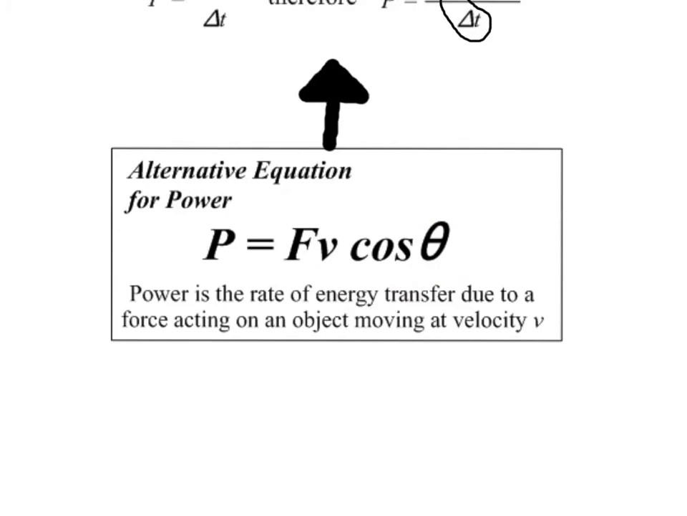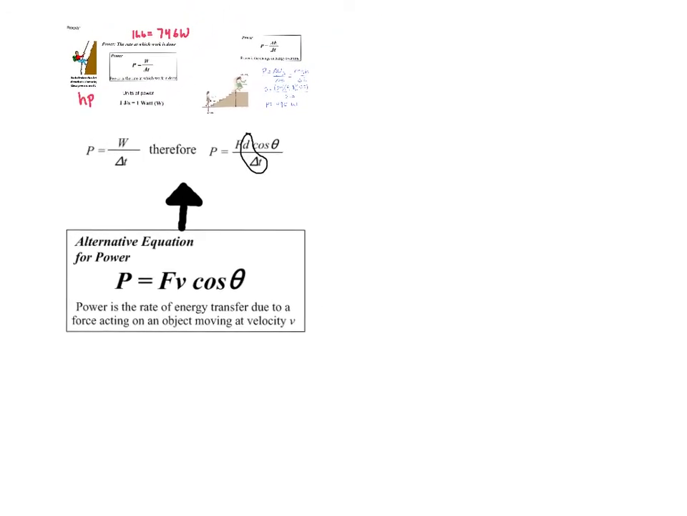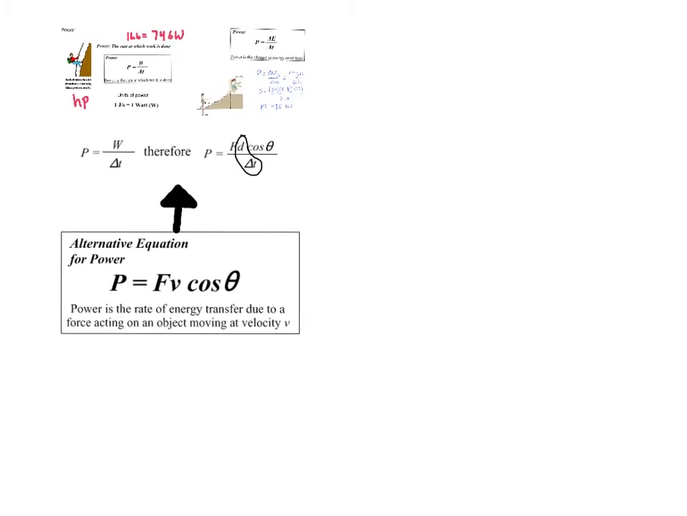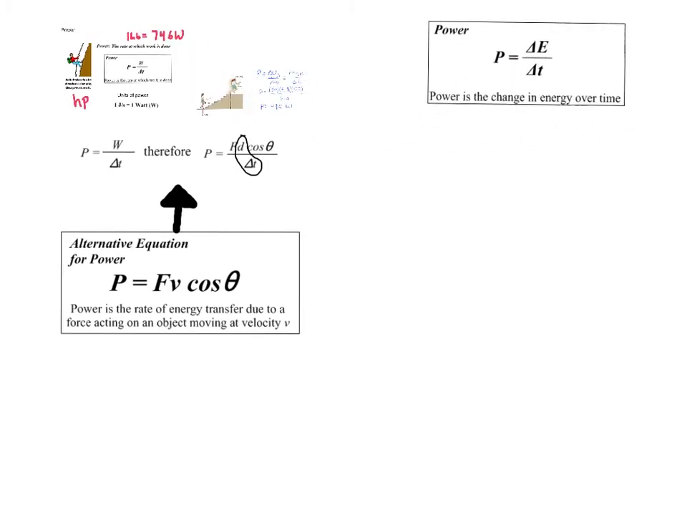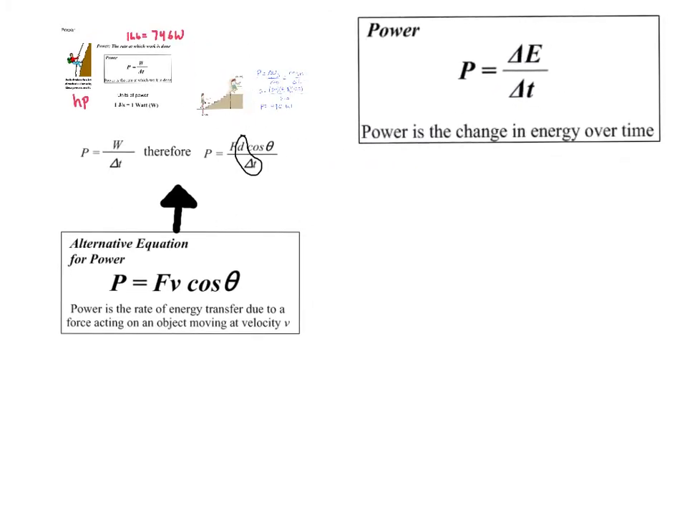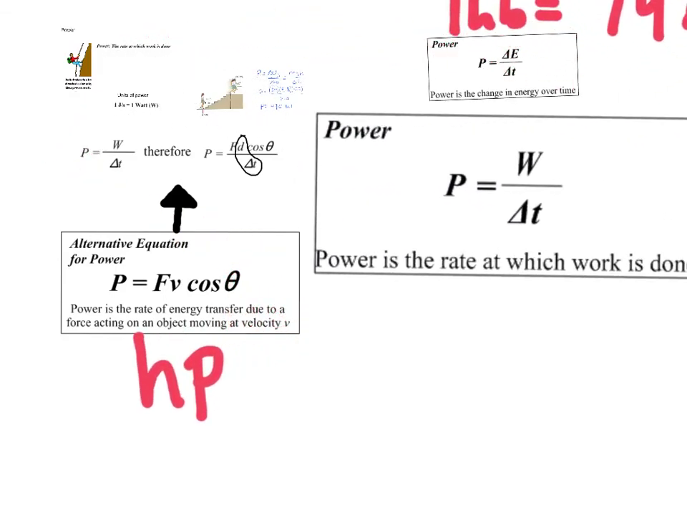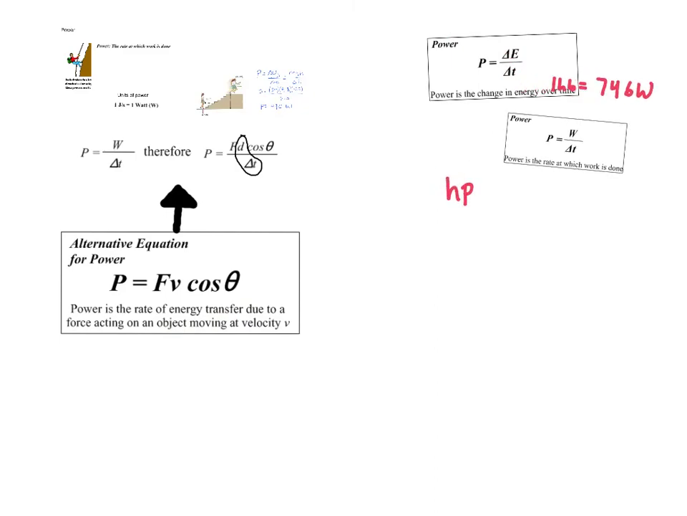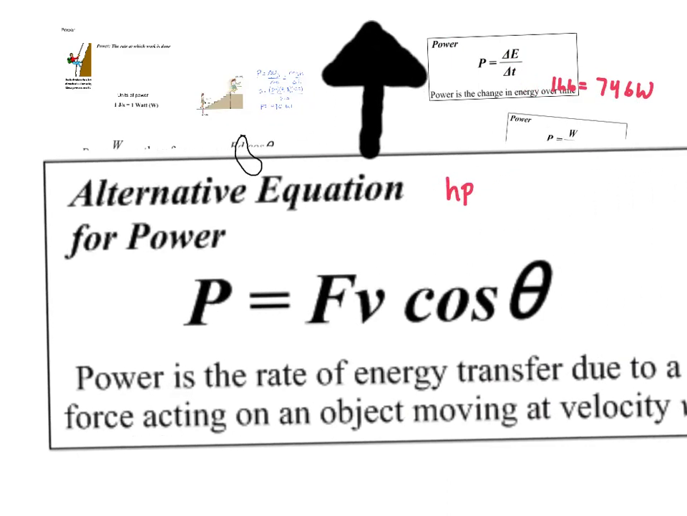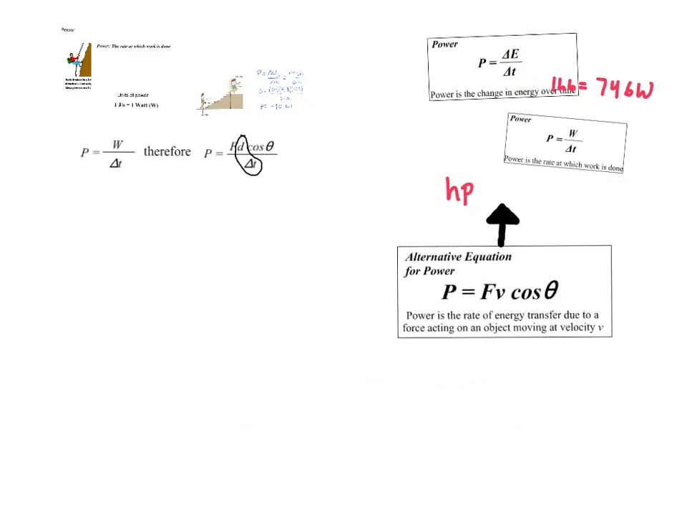Now each of these 3 ways to look at power gives us different ways that we can not only solve problems, but also ask problems. We can be asked about specific changes in energy over time and figure out the power. We can be given information about work done over time and figure out the power. We can be given information about forces and velocities and figure out the power.